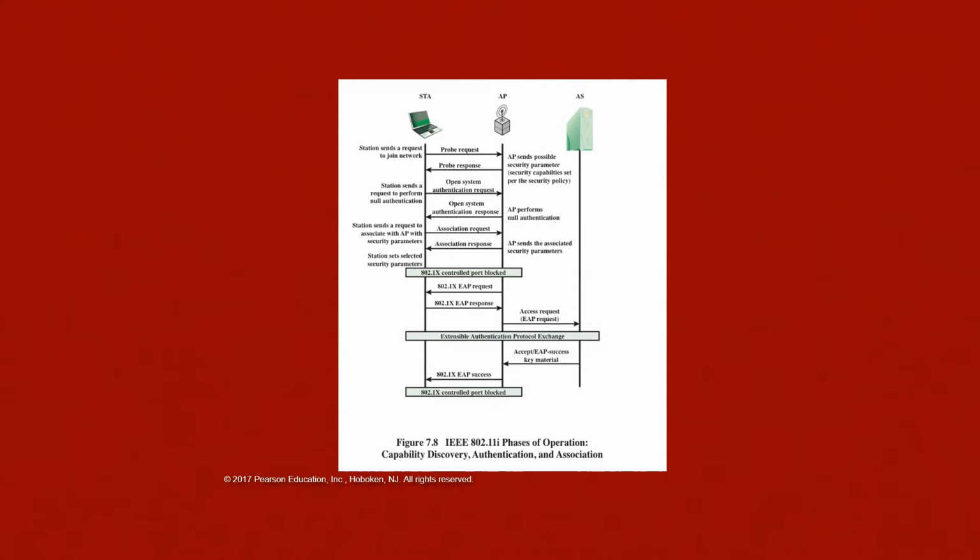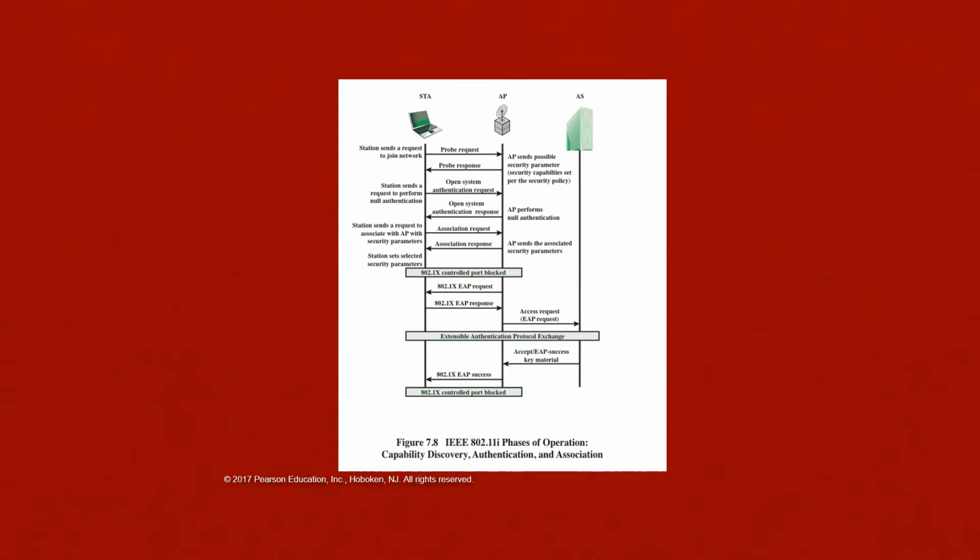We now look into more detail at the RSN phases of operation, beginning with the discovery phase, which is illustrated in the upper portion of the figure. The purpose of this phase is for an STA and an AP to recognize each other, agree on a set of security capabilities, and establish an association for future communication using those security capabilities.